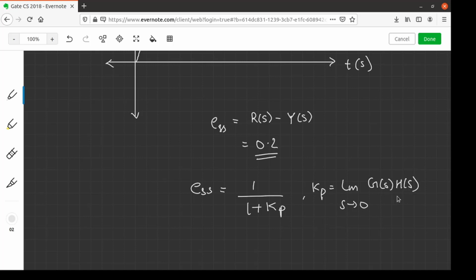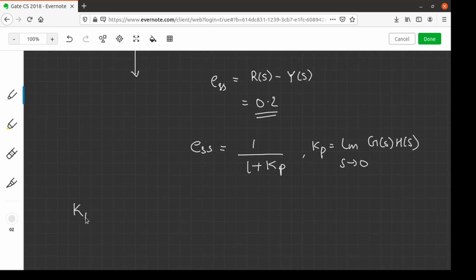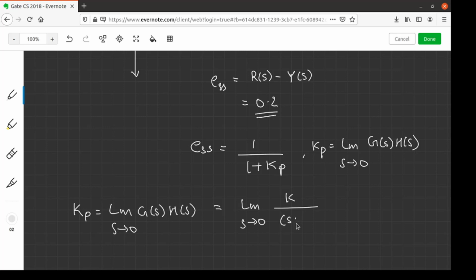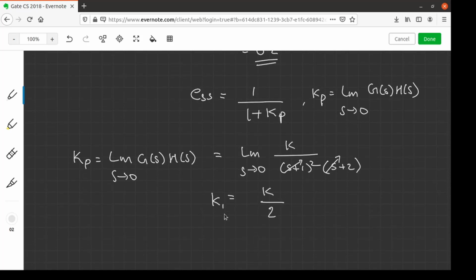So we know G(s)H(s). Let us calculate Kp. Kp equals limit s tending to 0 G(s)H(s), which is equal to limit s tending to 0 K by (s plus 1) the whole square times (s plus 2). So this will go to 0 and this term will go to 0. So you have 2. So we got Kp equals K by 2.